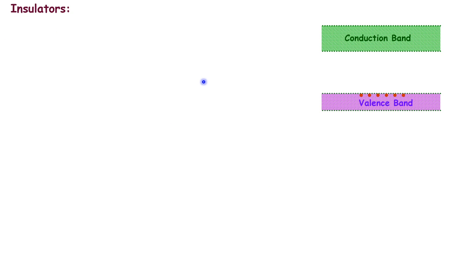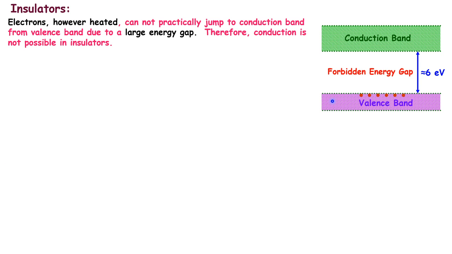Insulators. In an insulator, the conduction band and valence band are separated by an energy gap of approximately 6 electron volt. Electrons, however heated, cannot jump to the conduction band from the valence band due to the large energy gap. Therefore, conduction is not possible in an insulator.